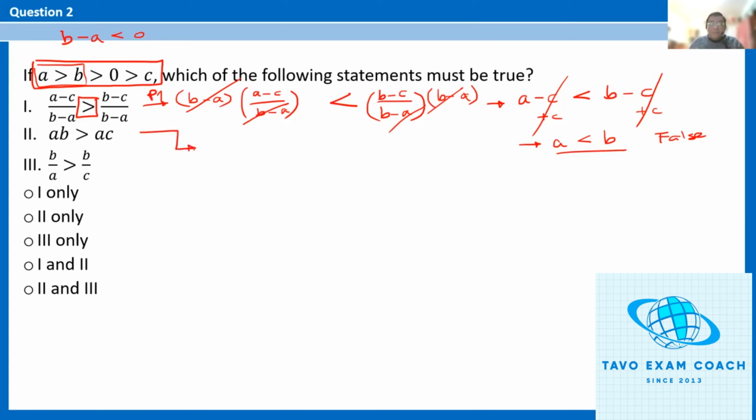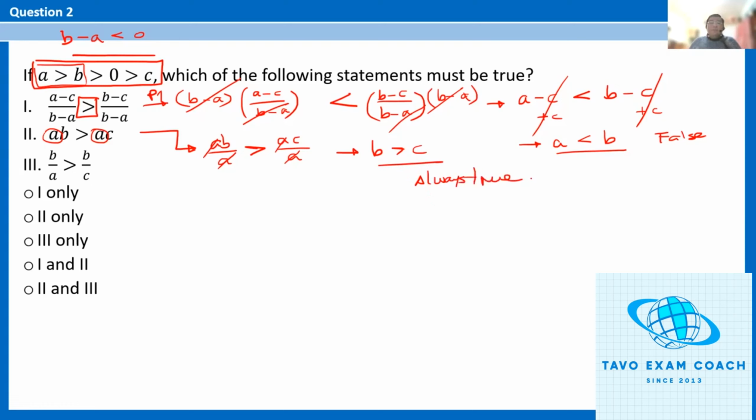Statement 2. We notice common factor a on both sides of the inequality. We will simplify it by doing a division. Both sides of the inequality will be divided by a. So it will result in this. Cancel a on both sides. Since a is a positive number, the inequality symbol will remain and you will have b is greater than c, which actually coincides with this inequality. Since b is positive and c is negative, b is always greater than c. So this is always true.